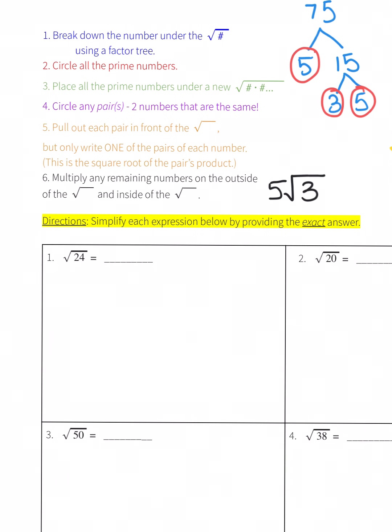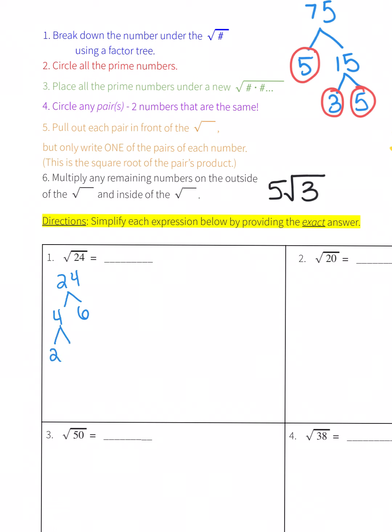Step 1. Now, I always like to do this one off to the side just so I have a little bit more room. So step 1 right here is break down the number under the square root sign using a factor tree. So I'm going to go ahead and I'm going to do that. So I have the number 24, and let's break that down using my factor tree. So I have 4 times 6, no primes.